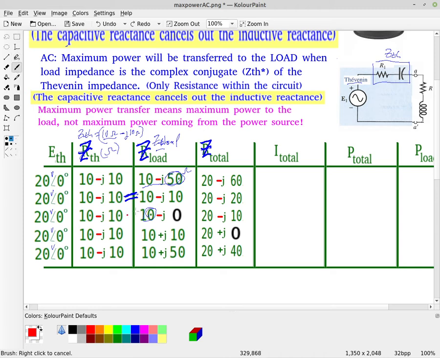Okay, so this is the case where, not that one, this one here, is the case where it's the conjugate, right? So we have that this is a plus J10 and this is a minus J10, and according to the maximum power transfer theorem, we're going to get maximum power to the load.